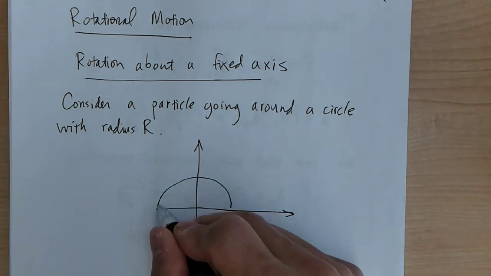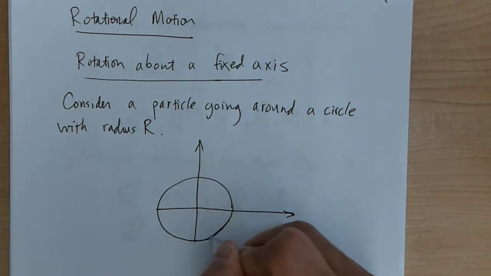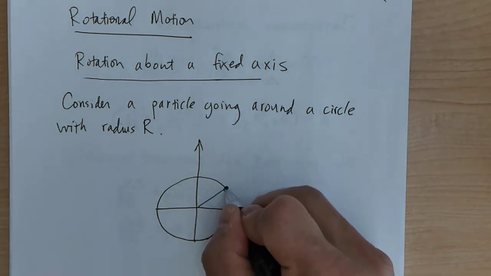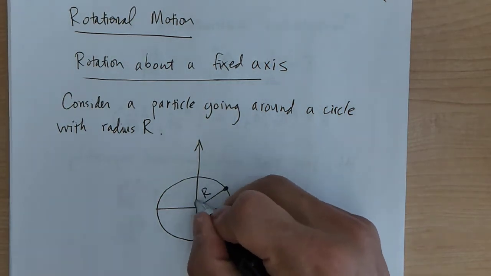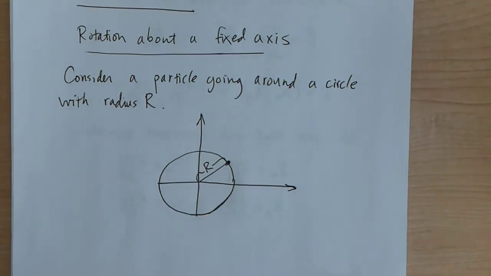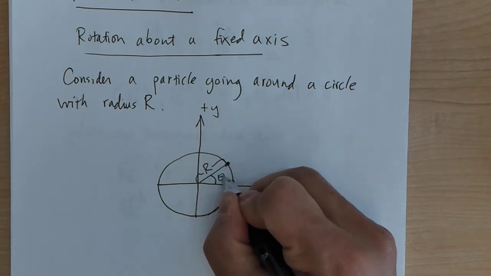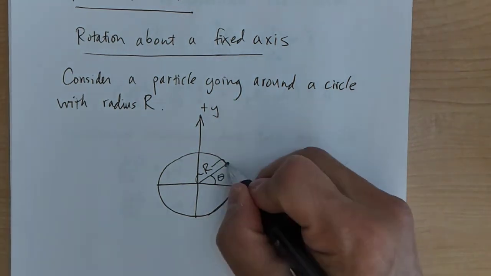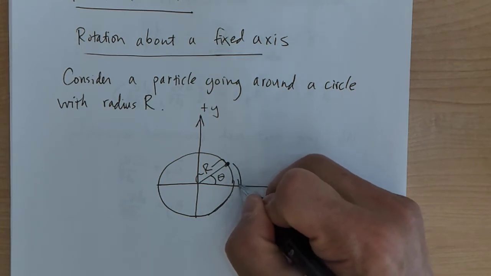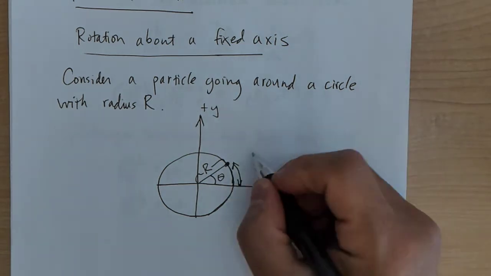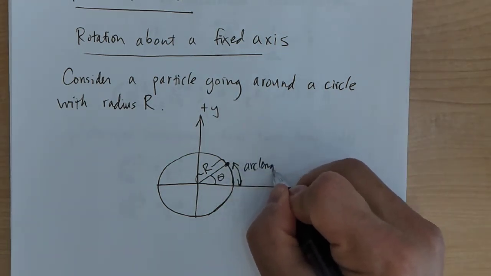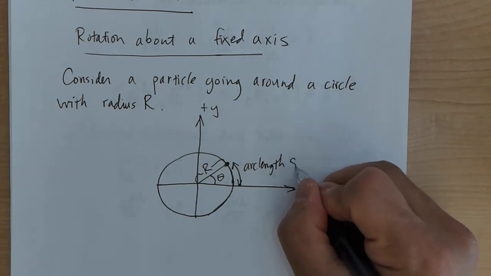So we have the circle, the particle here. The radius of the circle is R, capital R, and the angle that it's currently making with the positive x-axis is theta. Now, I want to talk about this segment of the circle, what's called the arc length, how long that curved segment is. Let's call that S.